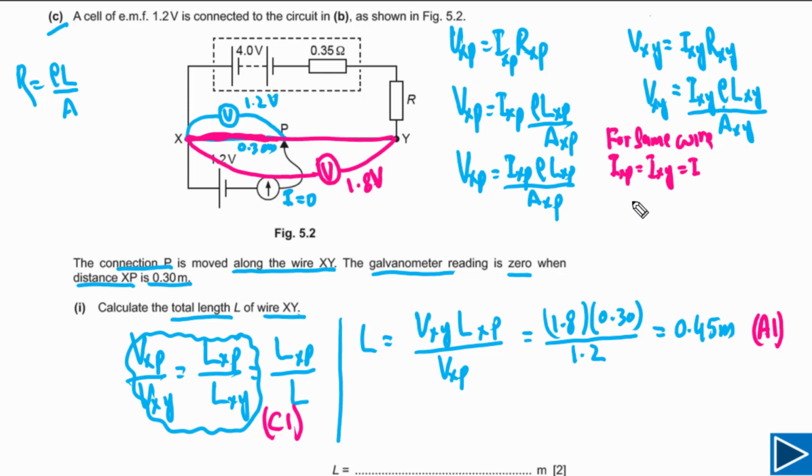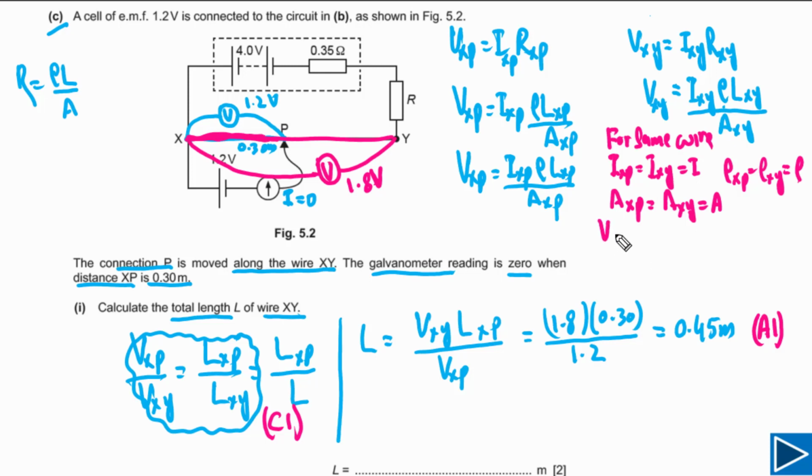Second, we need to understand AXY, because it is the same wire and the cross-sectional area of the wire is uniform. So we can say AXP is equal to AXY, or simply equal to A. Rho is also the same because we are talking about the same wire. So rho XP is equal to rho XY, and we can simply say this is equal to rho.